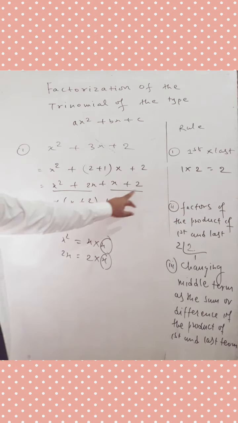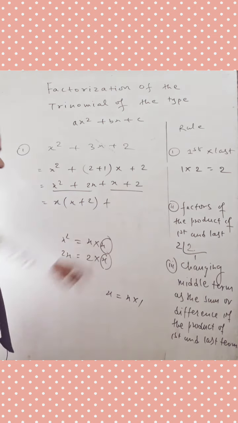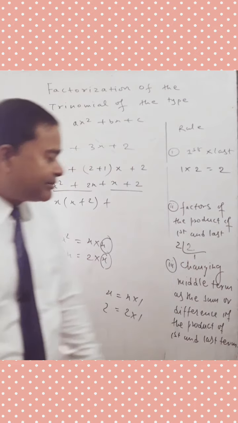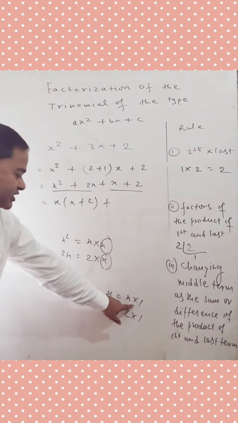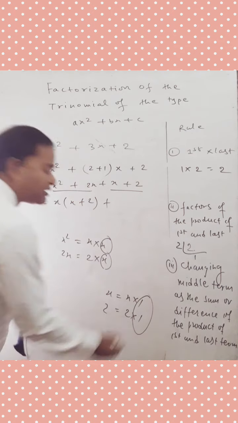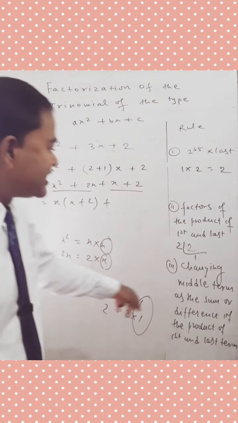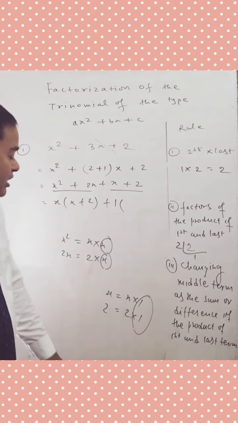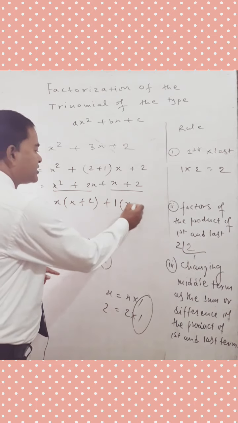Now let's factorize x and 2. So dear students, x means x into 1, and 2 means 2 into 1. x is a multiple of 1. Each and every number is a multiple of 1. That means 1 is a common factor of all the numbers. So x we can write as x into 1 and 2 as 2 into 1. Or we can say x and 2 both are multiples of 1. That means 1 is the common factor. So we can take common factor 1 from x and 2. Now the remaining factors are x and 2, so the remaining factors are x plus 2.